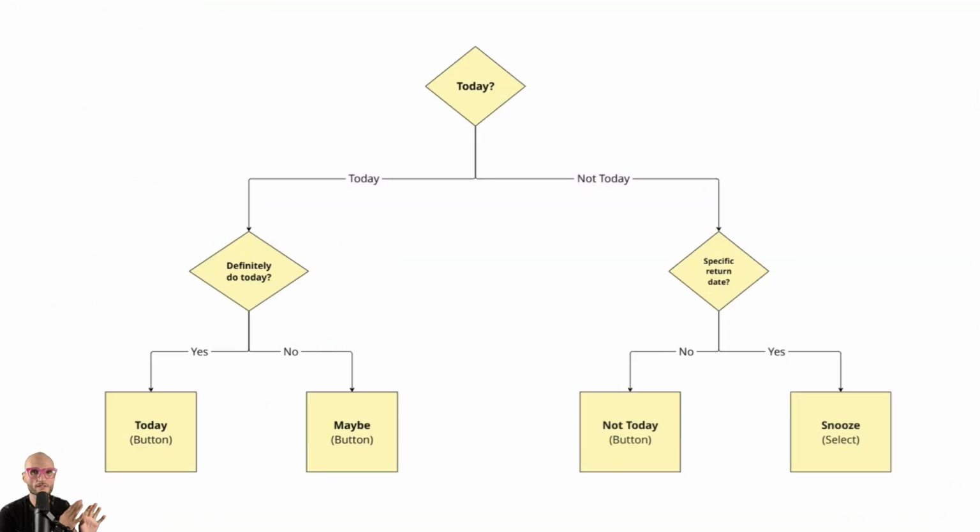If it's today, you can decide if it's today for real or if it's today maybe. And then if it's not today, you can answer, do I have a specific time when this needs to come back? Or do I just need it to come back at some point? And we're going to support all of that using fancy automations and buttons that are actually pretty easy to build.